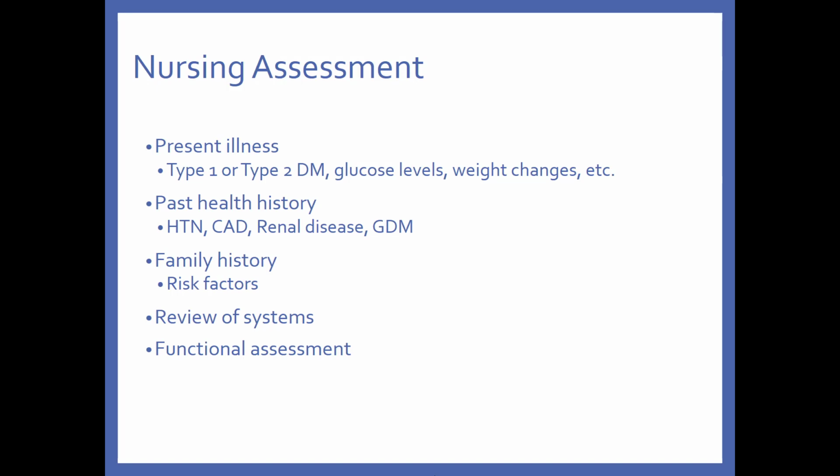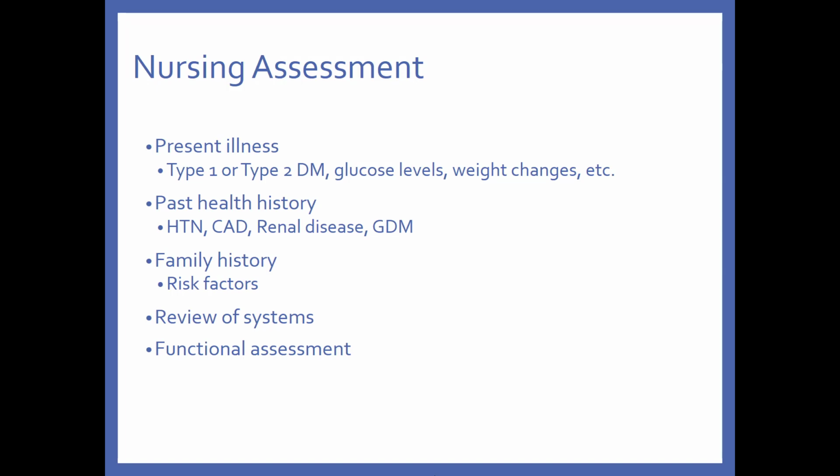Looking at their past health history, do they have any comorbidities like hypertension or CAD or any kind of renal disease? Renal dysfunction is common. Renal damage and dysfunction can be common with diabetes, so are there any issues there? And do they have a past history of gestational diabetes during reproductive years? And then some of those risk factors with family history, again, a history of diabetes in the family, parent, sibling, any heart disease or stroke, issues in the family, heart attacks, MI, things like that.